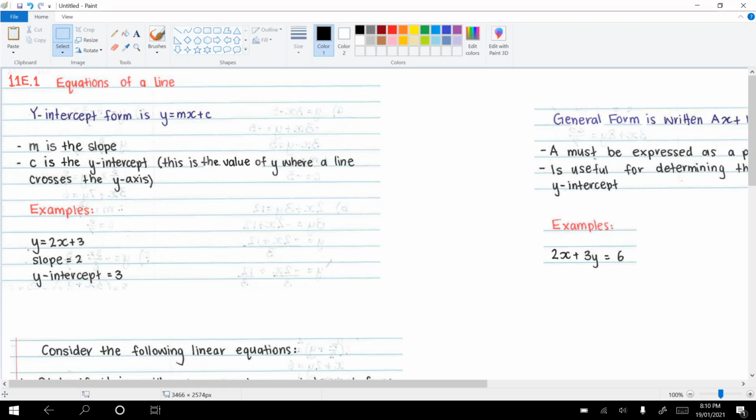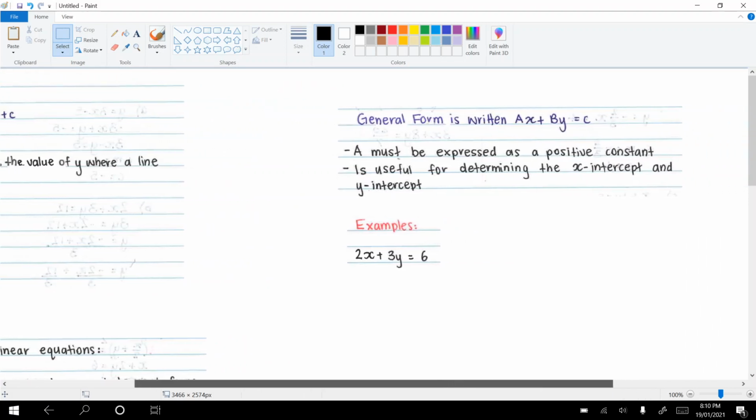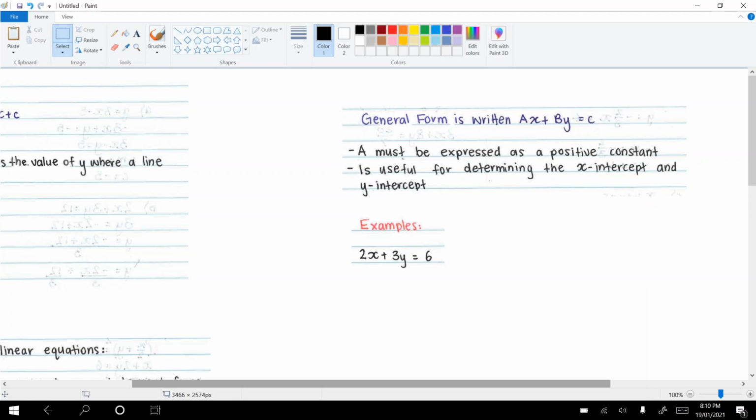the y-intercept is 3. If we have a think about general form, we have it written as ax plus by equals c. a must be expressed as a positive constant if it's possible to do so. And it's useful for determining the x-intercept and y-intercept, and we're going to become competent with both of these forms. An example of general form might be 2x plus 3y equals c.